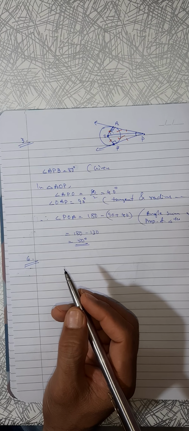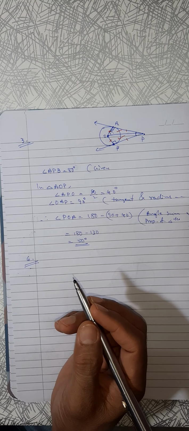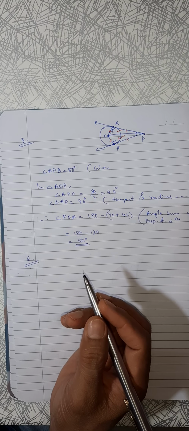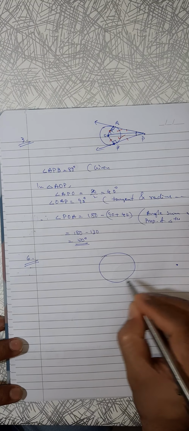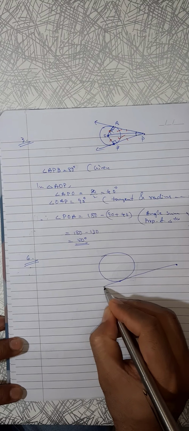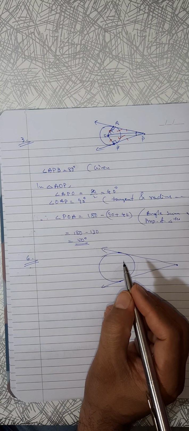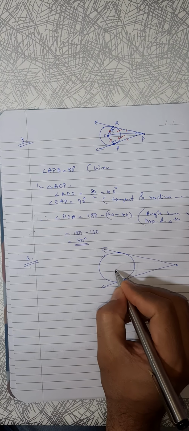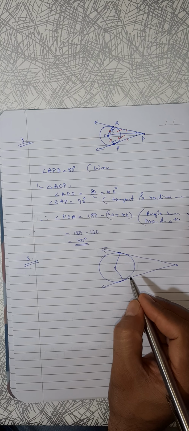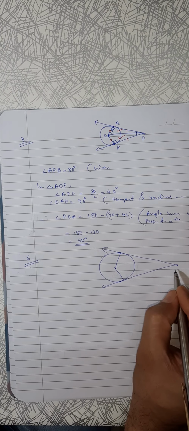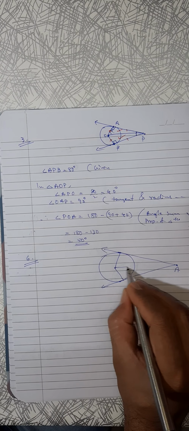This is question number 6. The length of the tangents from a point A at a distance of 5 from the center of the circle is 5. Length of the tangents. So same figure. One tangent, another tangent. From a point A at a distance 5 centimeter from the center.